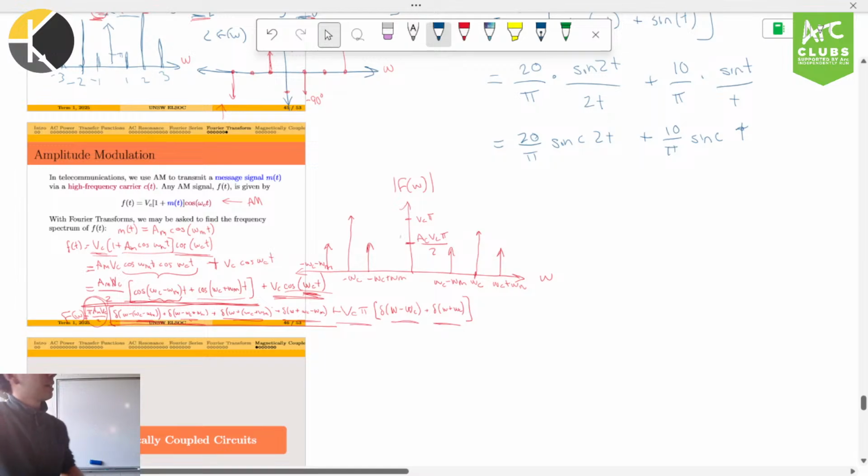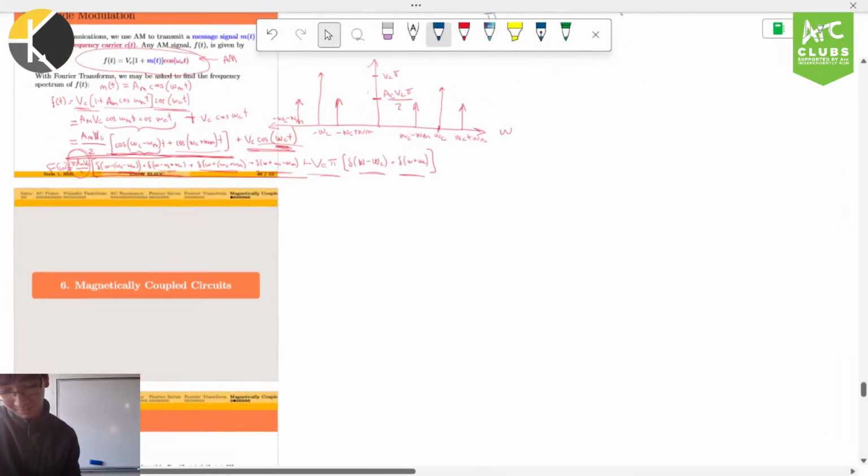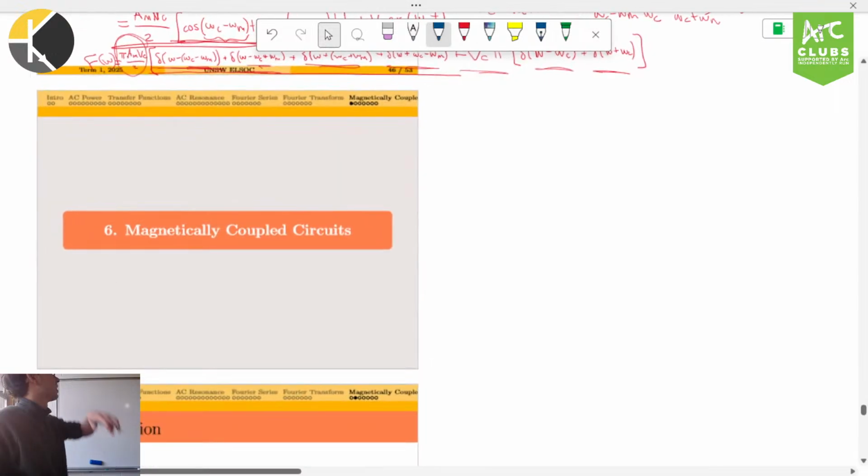So it's not particularly anything new, but it's just applying what we know about Fourier transforms to this signal that we're going to get given in the exam, possibly. Alright, that's enough of Fourier.